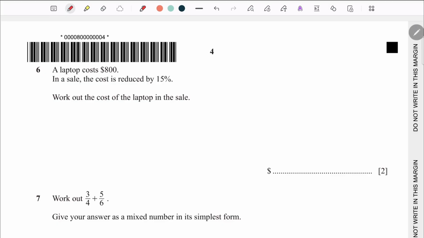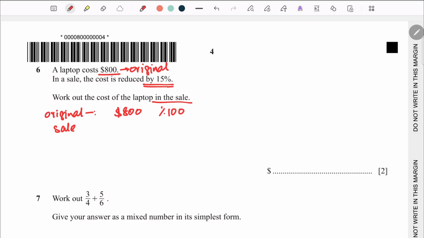Question 6. A laptop costs $800. This is the original price. Then in a sale, the cost is reduced by 15%. Work out the cost of the laptop in the sale. So we can do this by two methods. The first method is basically if the original price, first I'm going to write down, the original price is $800 and the percentage was 100%.